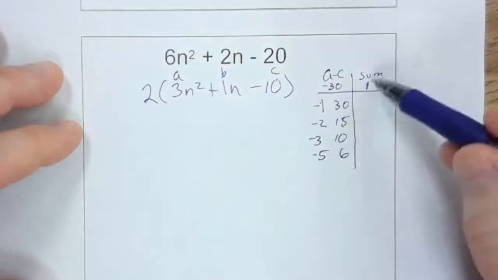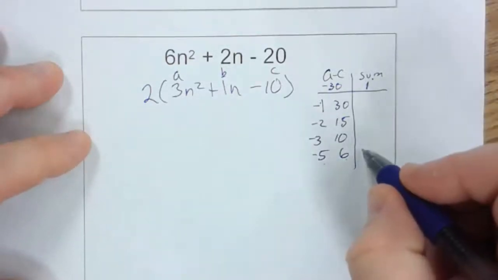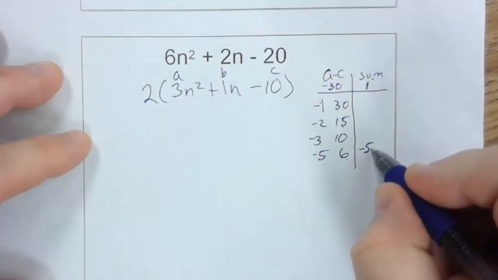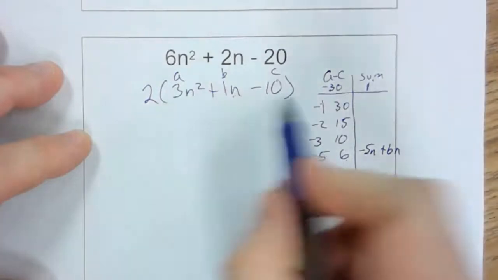So which of these have a sum of positive 1? We can see that it's negative 5 and positive 6. And all we're going to do is rewrite this as negative 5n plus 6n, because they have to have an n like this. Now I'm going to rewrite this with 4 terms.